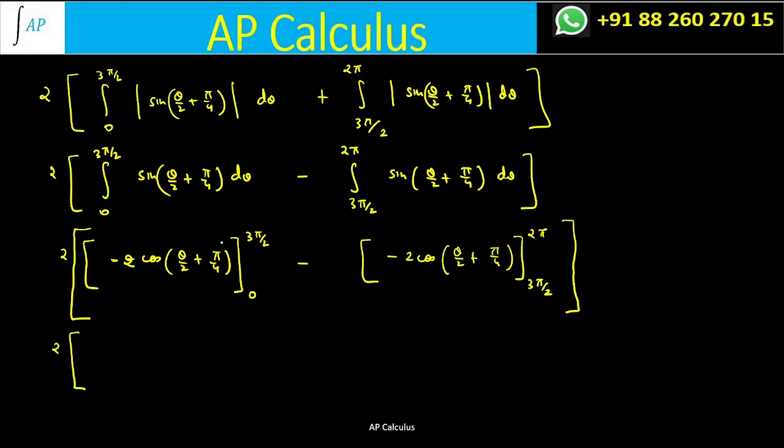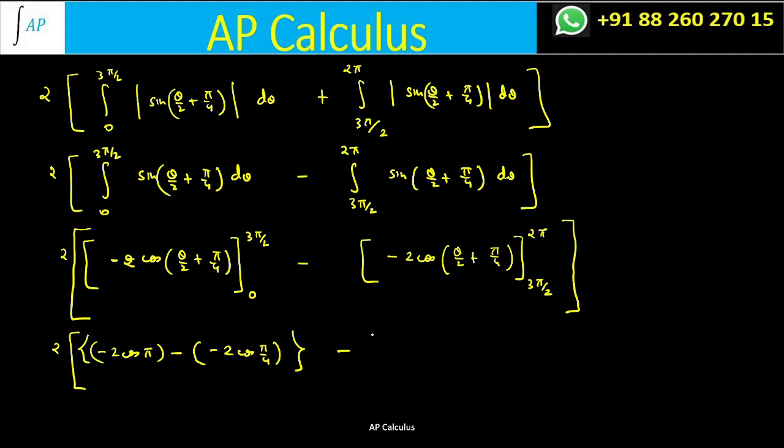So we can put the upper limit over here. When we put 3 pi by 2 in this, 3 pi by 2 divided by 2 is 3 pi by 4, and 3 pi by 4 plus pi by 4 is pi only. So minus 2 cos pi. And then if you put 0 over here, that will be only cos of pi by 4. So minus 2 cos of pi by 4.